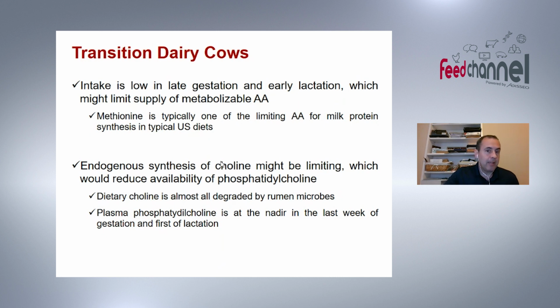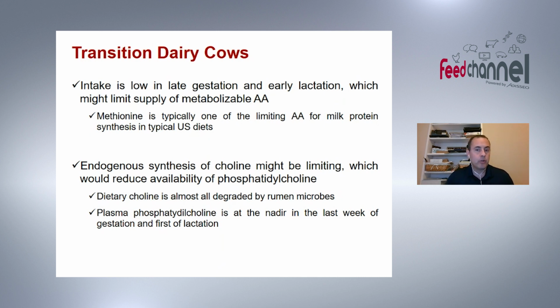And methionine can be decreased in supply, and we know that methionine is typically one of the limiting amino acids for milk protein synthesis in typical diets based on corn and soybean. But also because the synthesis of phospholipids requires transmethylation reactions, and a feature in the ruminant is that when cows or calves or heifers consume dietary ingredients that contain choline, it turns out that the rumen microbes degrade most of that choline in the rumen. Therefore, very little reaches the small intestine to be absorbed.